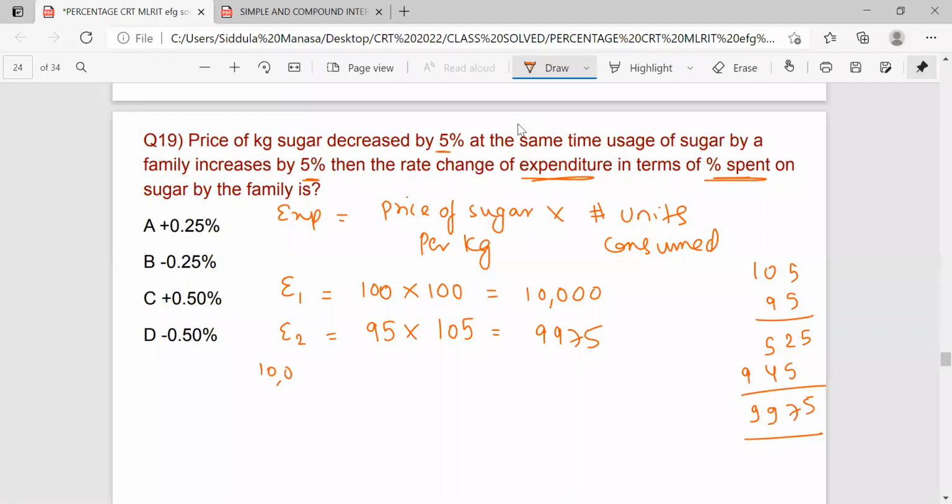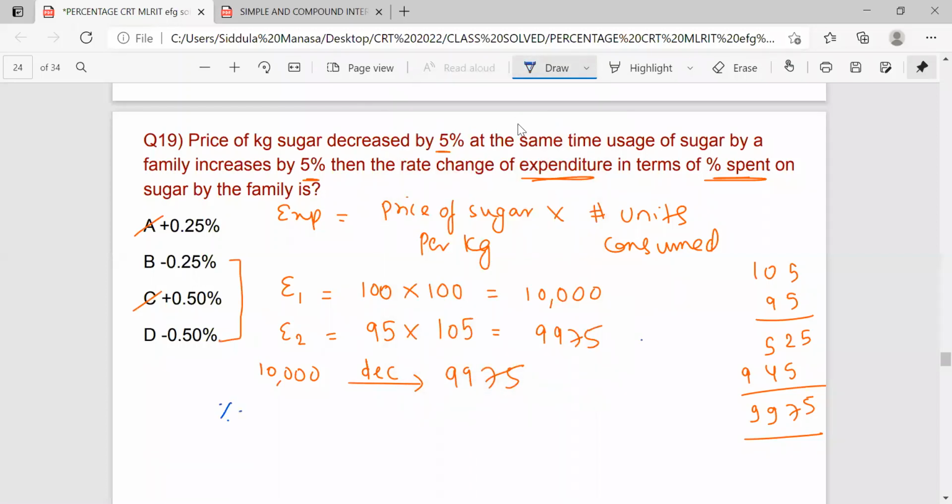So that means 10,000 to 9975. Here definitely we can see a decrement. So decrement means option choice A is eliminated, option choice C is eliminated. The answer lies between B and D.